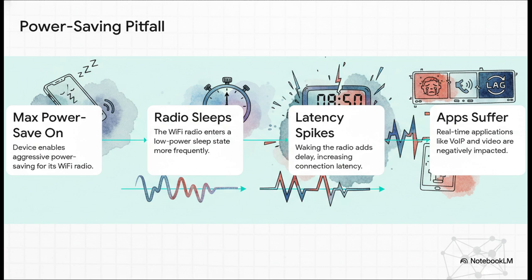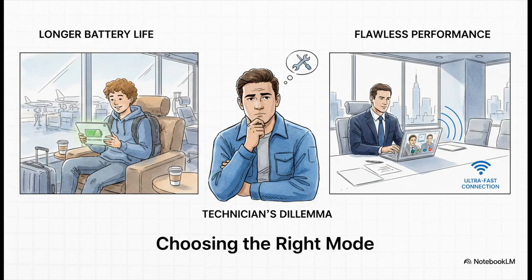Now, if you're just checking email, you'll probably never notice. But if you're on a video call or a VoIP call, anything that's happening in real time, that extra delay is a killer. It creates jitter, lag, and just an awful experience, even if the user has 5 bars of signal strength. And this puts us, the technicians, right in the middle of a dilemma.